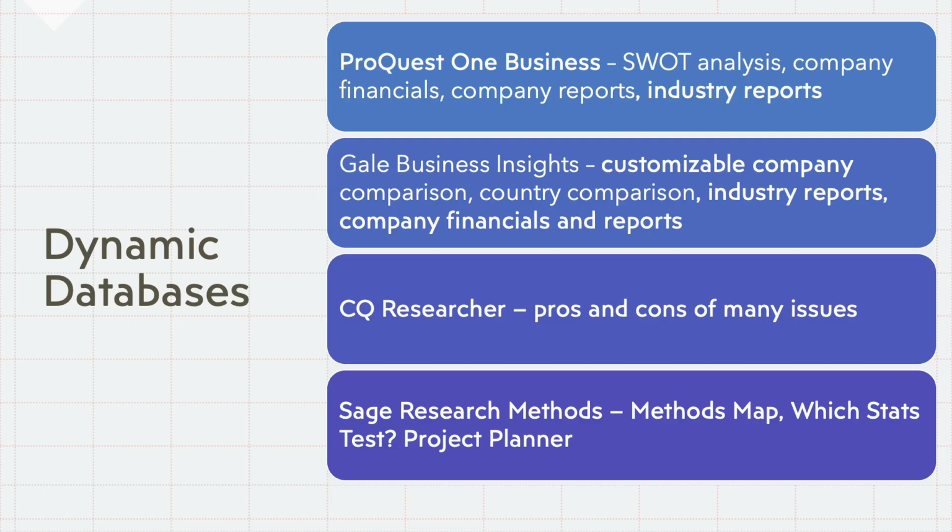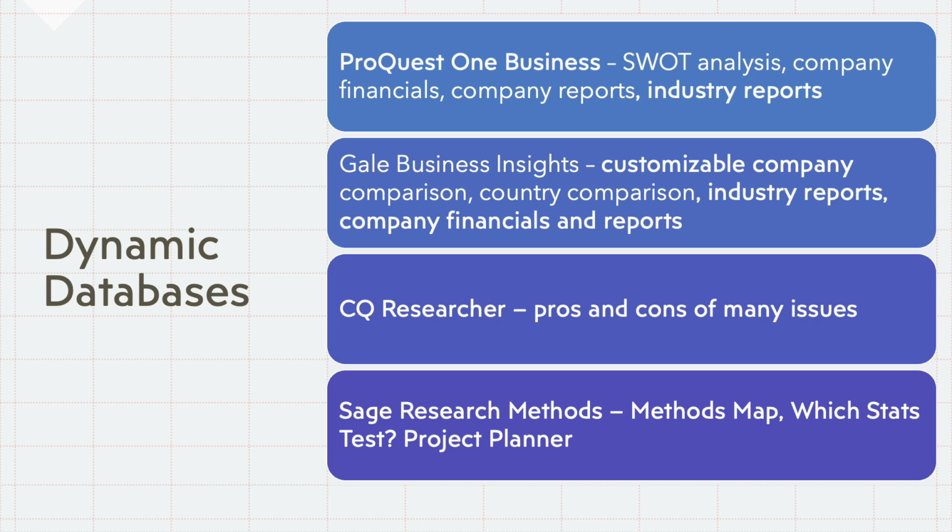Dynamic databases contain interactive elements that students can use to find and create reports. These items can't be searched using the library catalog search. For example, Gale Business Insights can create comparison charts and tables of data, such as comparing two countries and their GDP or unemployment rates. Compare two or more companies or industries and their revenue over time.